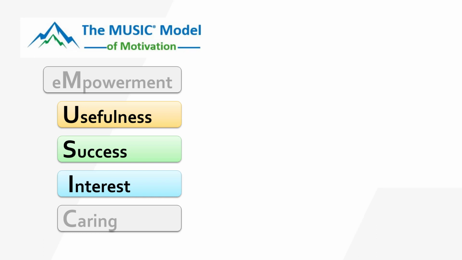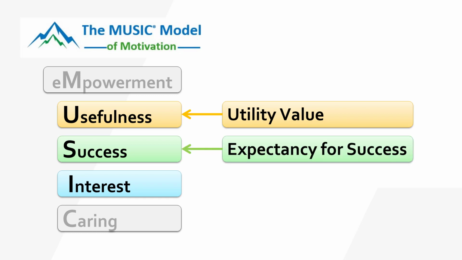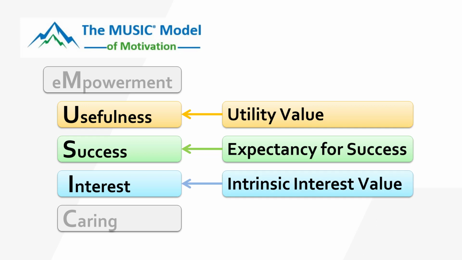Well, as I mentioned earlier, situated expectancy value theory highlights a few of the MUSIC model of motivation categories of strategies, in that it reminds teachers to ensure that students understand why the content is useful, to help students believe that they can succeed if they put forth the effort, and to trigger students' interest in what they're supposed to be learning.